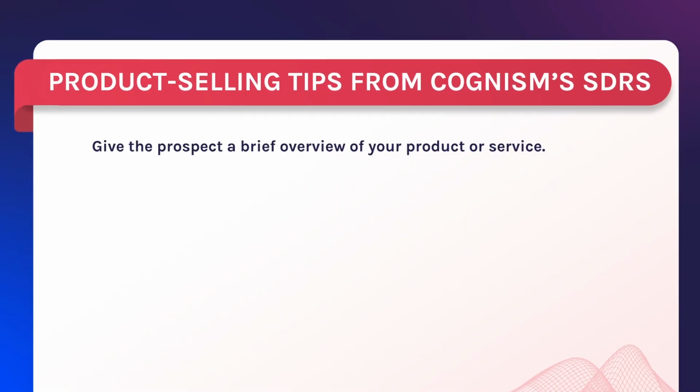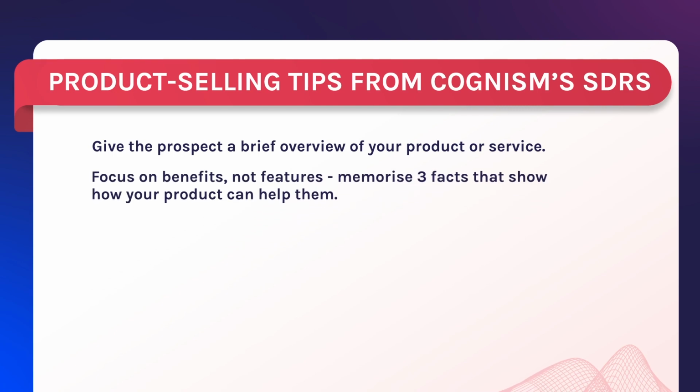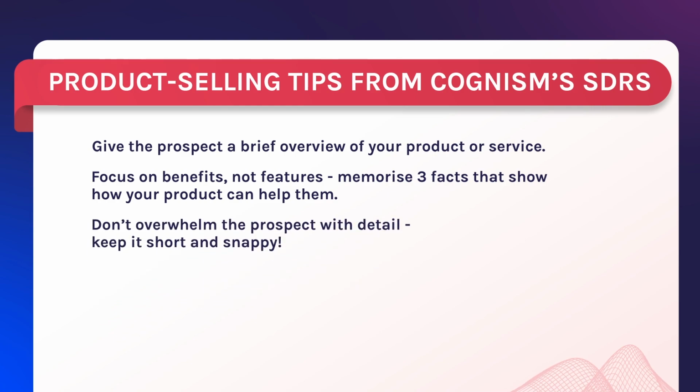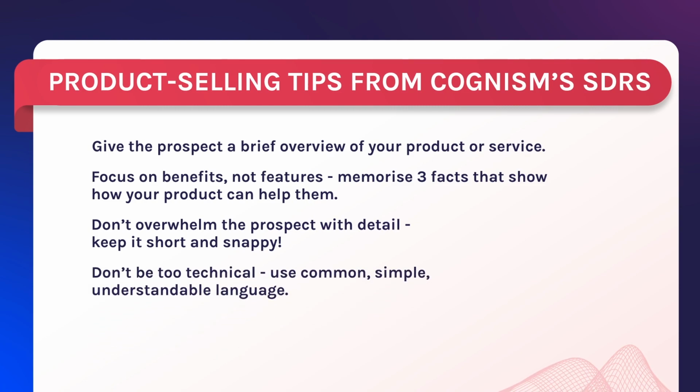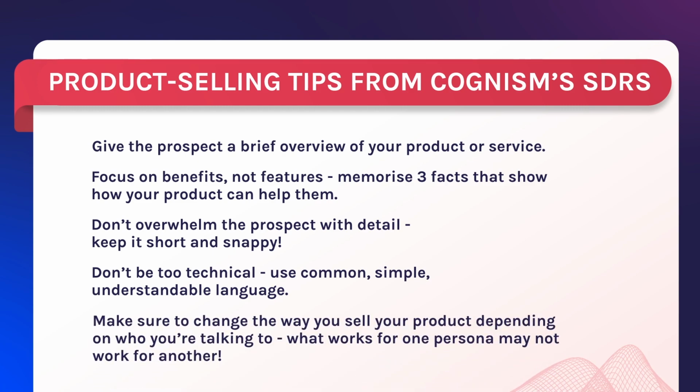Here are some product selling tips from Cognism's SDRs. Give the prospect a brief overview of your product or service. Focus on benefits, not features. Memorize 3 facts that show how your product can help them. Don't overwhelm the prospect with detail. Keep it short and snappy. Don't be too technical. Use common, simple, understandable language. And make sure you change the way you sell your product depending on who you're talking to. What works for one persona may not work for another.